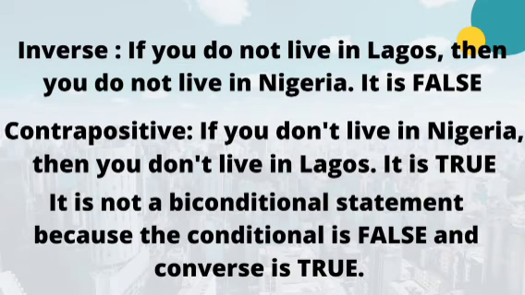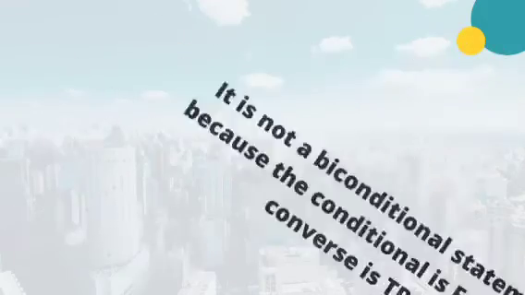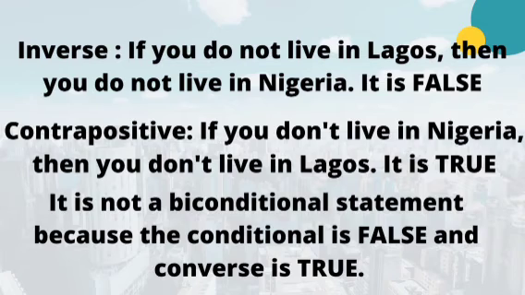Contrapositive. What is contrapositive? Contrapositive is the reverse negation of the conditional statement. And the reverse negation of that statement is if you don't live in Nigeria, then you don't live in Lagos. Is this statement true? Let's find out. All right. Nigeria is a country with many cities, including Lagos. Now, not living in Nigeria means you are not actually living in Lagos, which means that that statement is true and is not also biconditional.